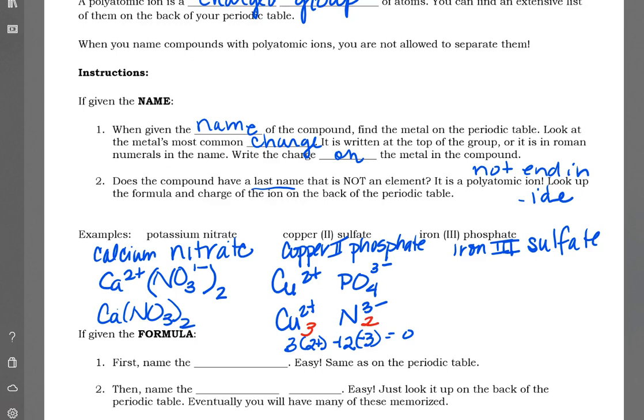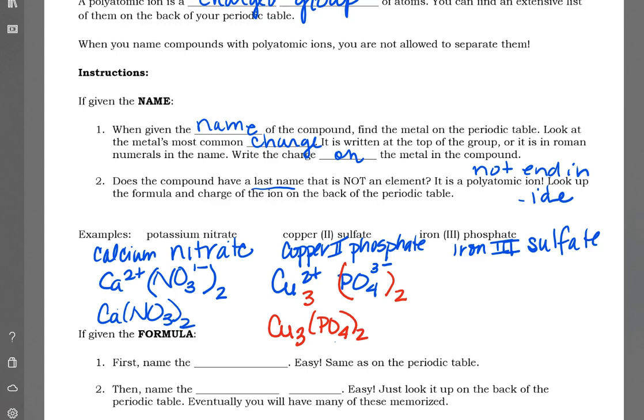Well, it's the same thing with our phosphate. We're going to put him in parentheses though, and we're going to rewrite. We're going to need 3 of these guys and 2 of these guys. So we'll rewrite them copper. Now that doesn't mean it's copper plus 3. And you don't say copper 3. It's still copper 2 phosphate.